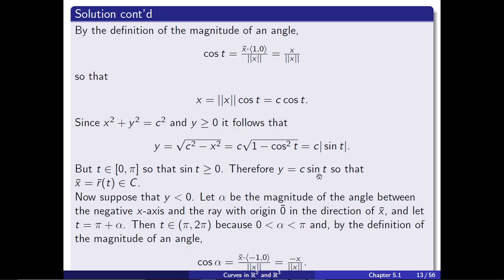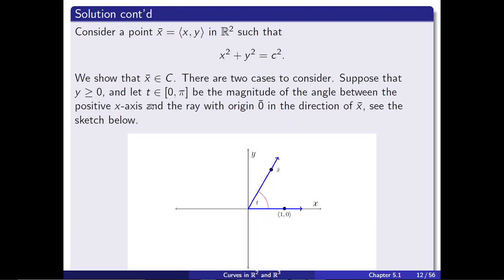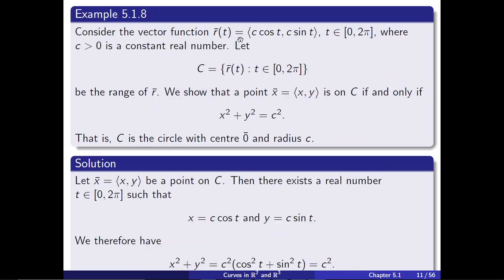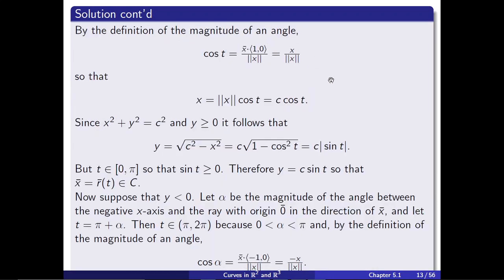But because t is between 0 and pi, therefore y is equal to c sine t. And because x is equal to c cos t, y is equal to c sine t, it means that x is equal to r(t), which means that x is on c. Remember the definition of c. It has to be something of this nature for it to be on c. So therefore we have shown that that is what happens.